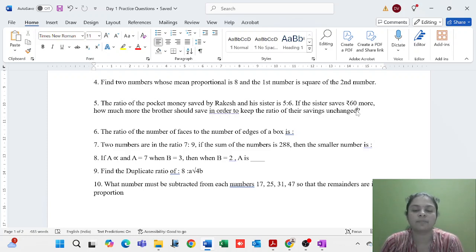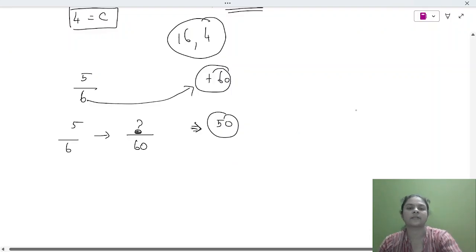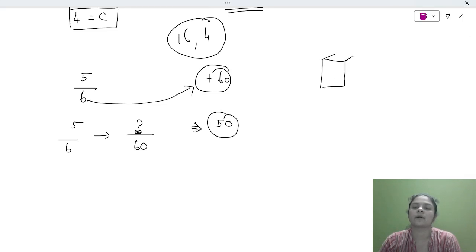Next, sixth question. Please try the answer. The ratio of number of faces to number of edges of a box. Number of faces to number of edges of a box. So now when you say a box, it is a cube. A cube technically has how many sides or faces? 6 faces. Yeah, 6. Now how many edges will a cube have?